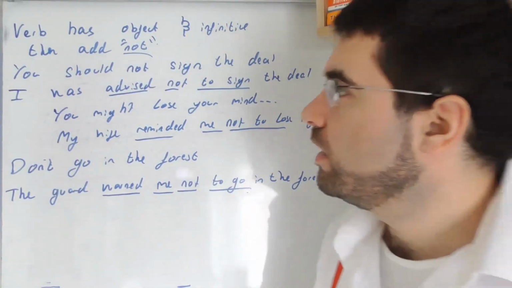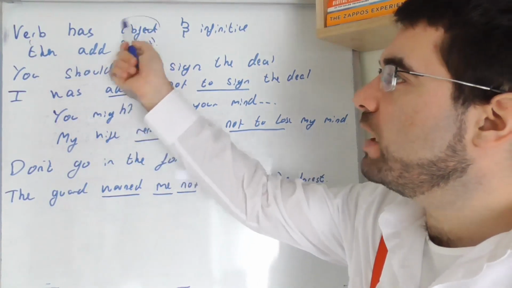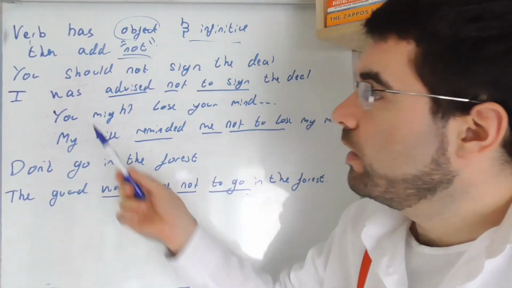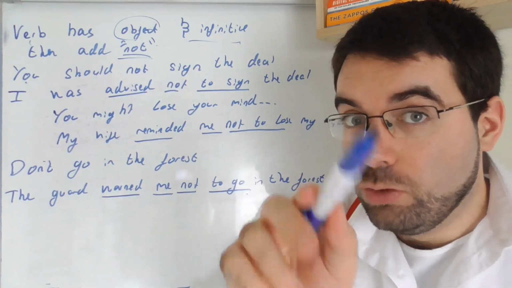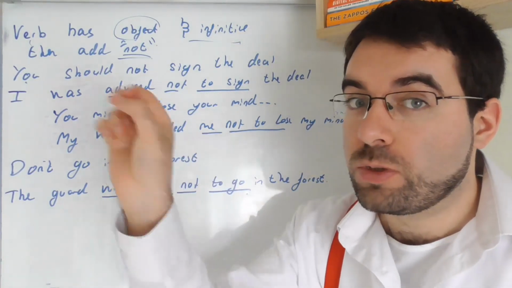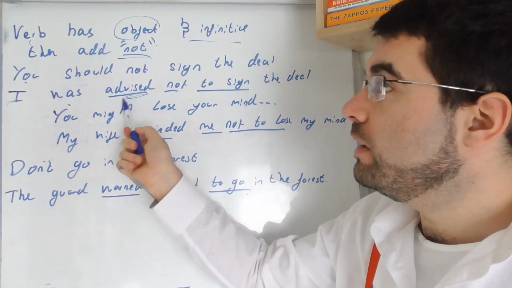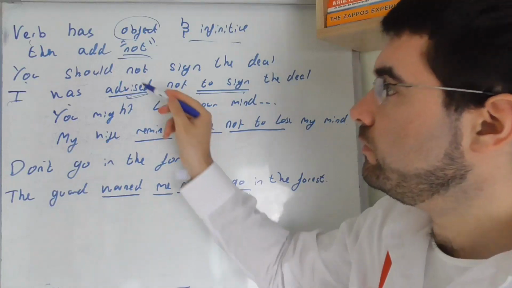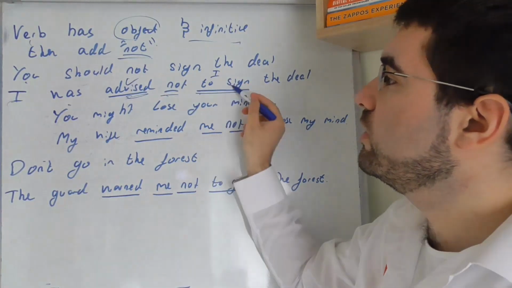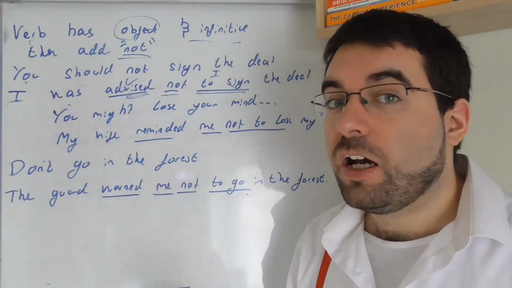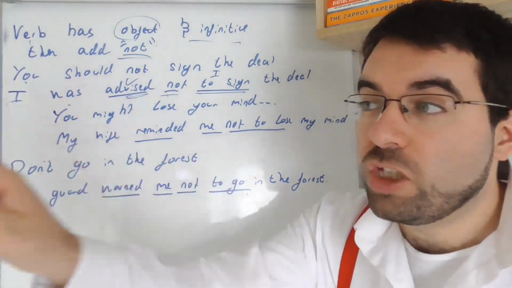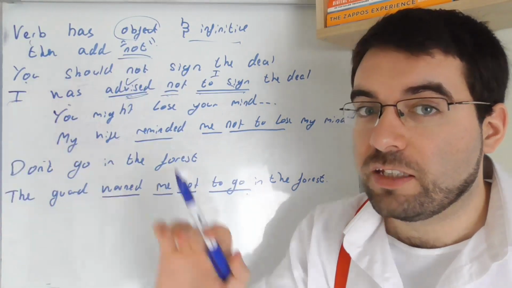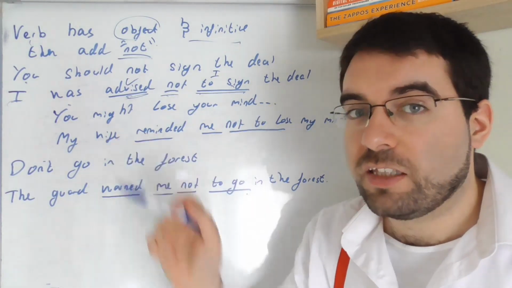Okay, so let's have a look then. What if the verb has an object and infinitive after it? Then we simply add not. You should not sign the deal. I was advised, verb, not to sign the deal. Verb, infinitive, to sign, full infinitive, to sign the deal. I was advised not to sign. She was advised not to sign the deal. I advised her not to sign the deal.